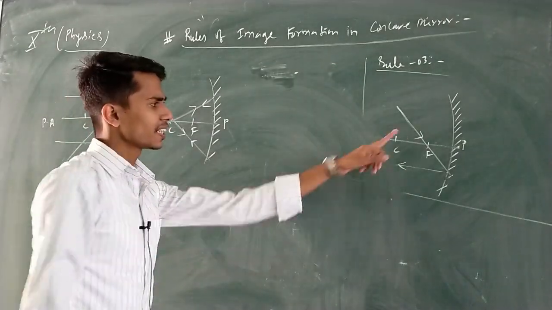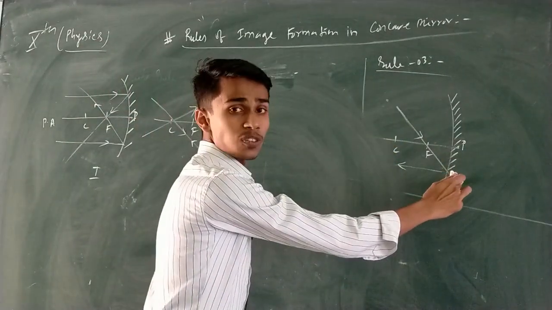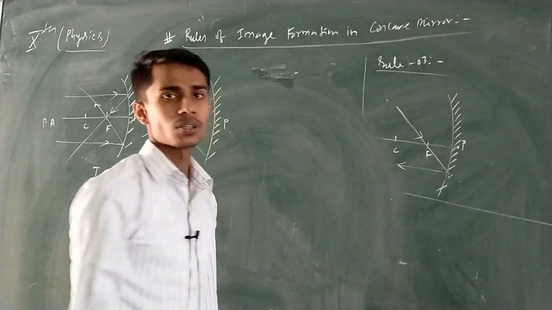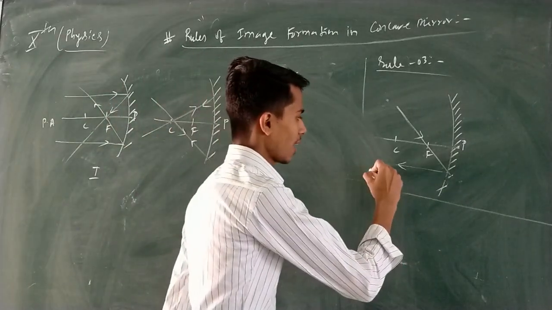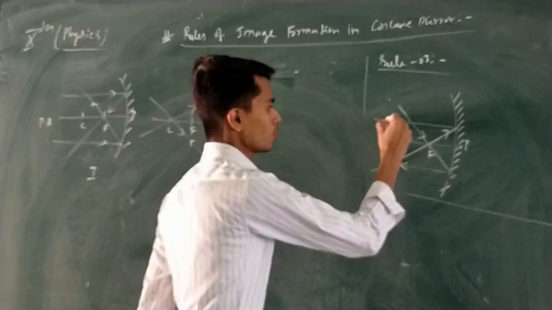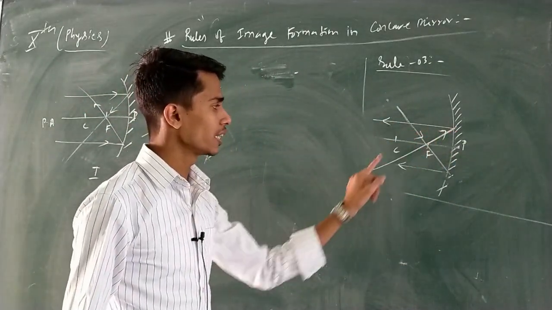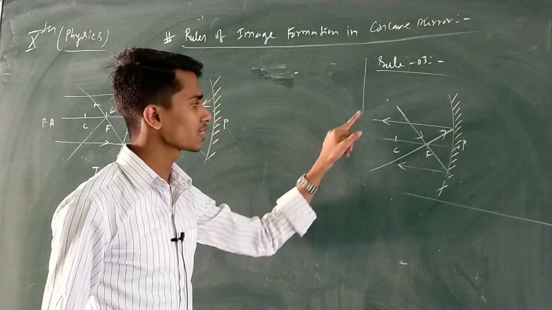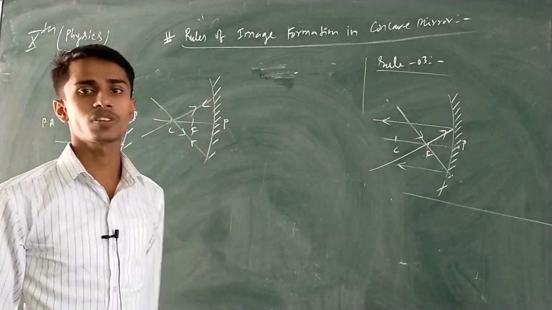Again, rule 3. Here it is drawn. If a ray of light is passing through the principal focus of a concave mirror, it will become parallel to the principal axis. Whenever a ray of light is passing through the principal focus of a concave mirror, it will become parallel to the principal axis. है ना, ये ray of light focus से जा रहा है, ये parallel हो रहा है principal axis के, ये ray of light focus से जा रहा है, ये parallel हो रहा है किसके, parallel हो रहा है principal axis के.